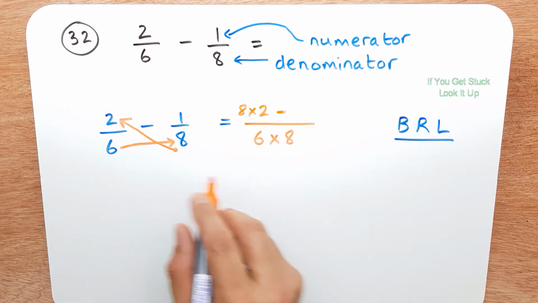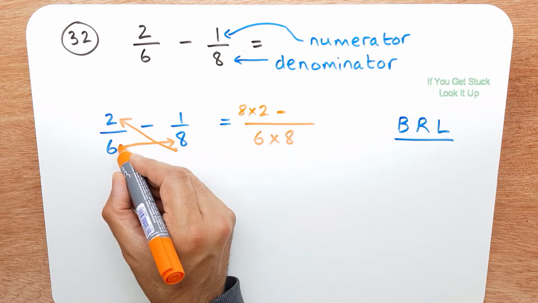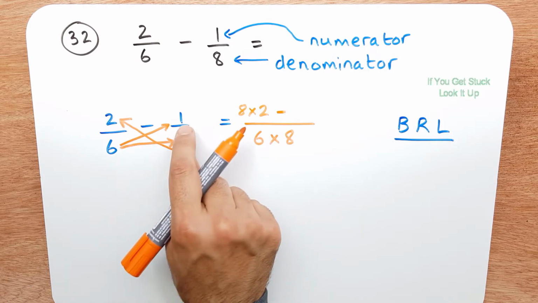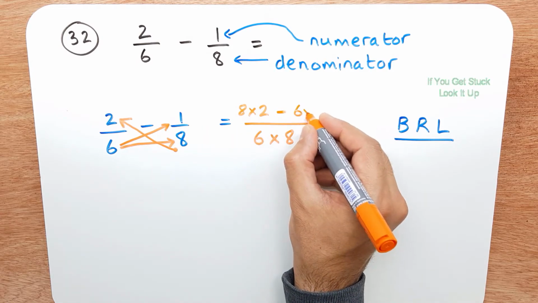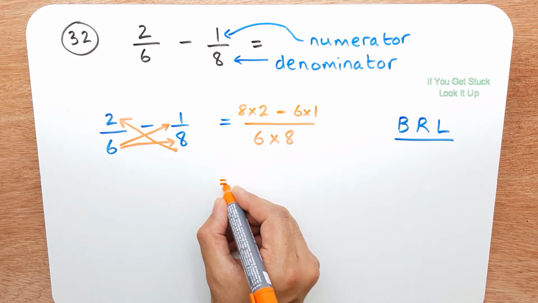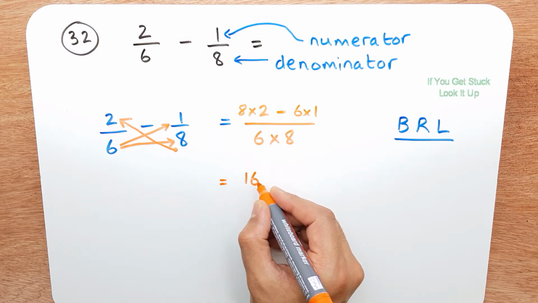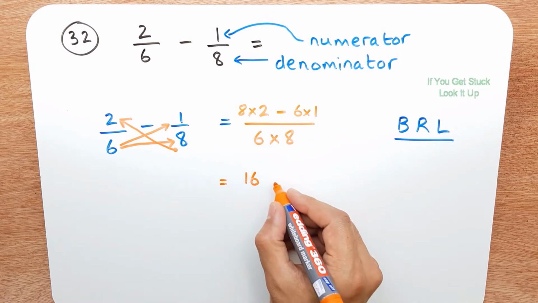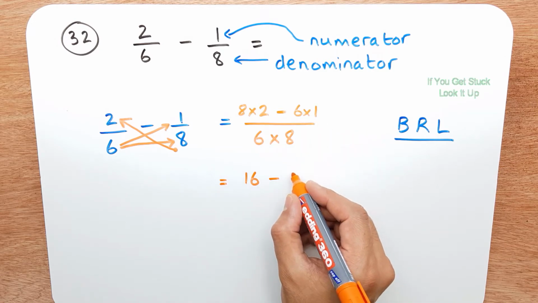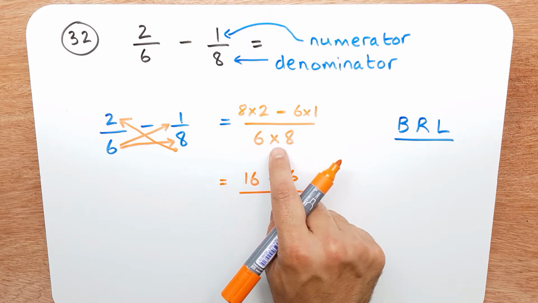And finally, we do the L, which is left. So it's bottom left to top right. So we go across from the bottom left up to the top right. So it'll be 6 times 1. So this is our fraction. Let's go ahead and do that. 8 times 2 is 16 minus 6 times 1, which is 6.